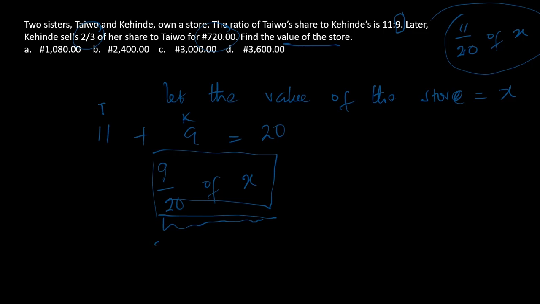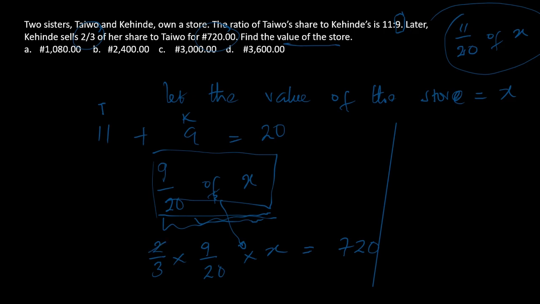So I can say 2 over 3 times 9 over 20 times x. Remember I said "of" still means times, so I've replaced the "of" with times here. I'm using 2 over 3 because I want to form an equation where I can use my 720. They said Kehinde later sells 2/3 of her share to Taiwo for 720. That is why I'm multiplying Kehinde's share by 2 over 3 to give me 720.